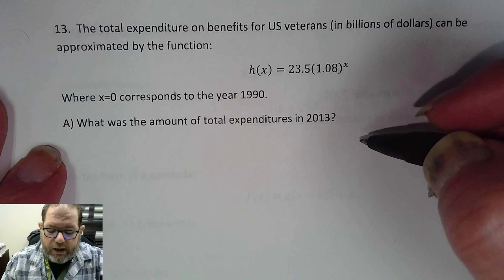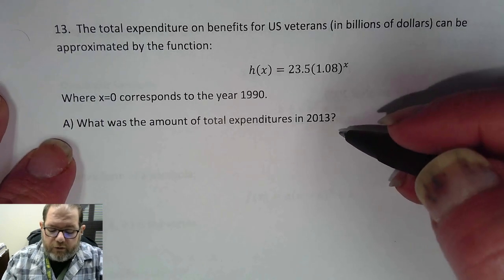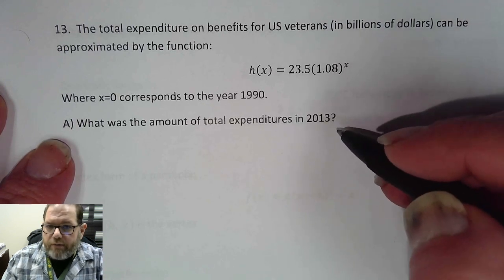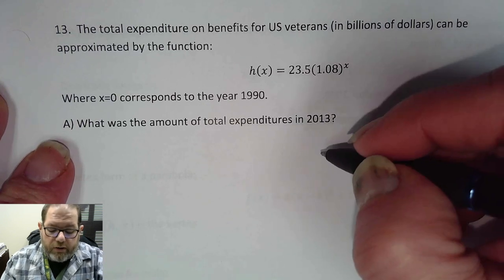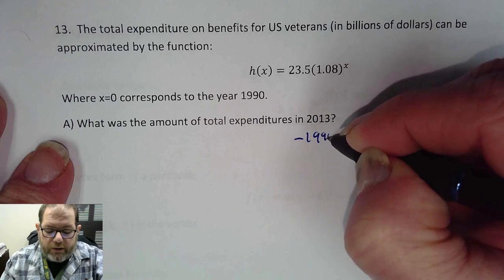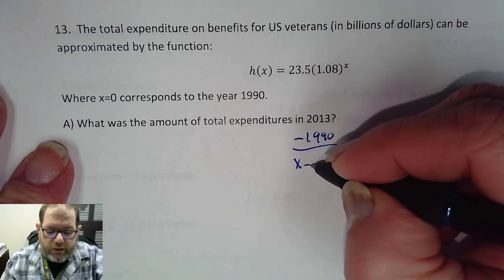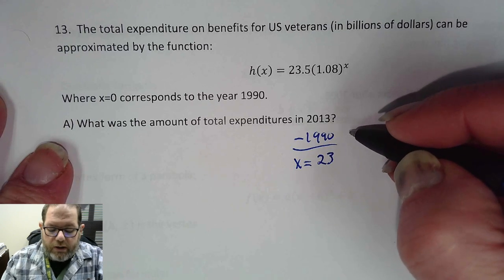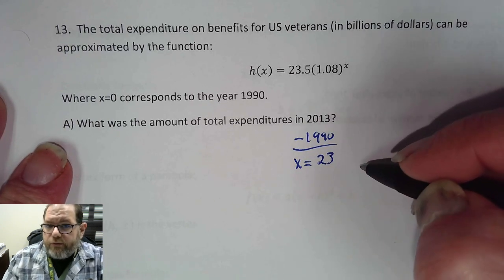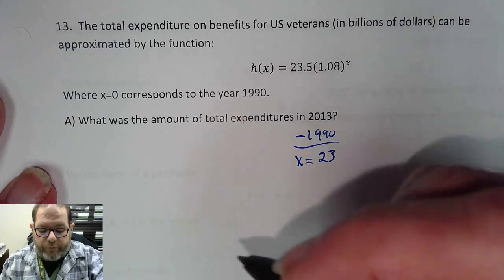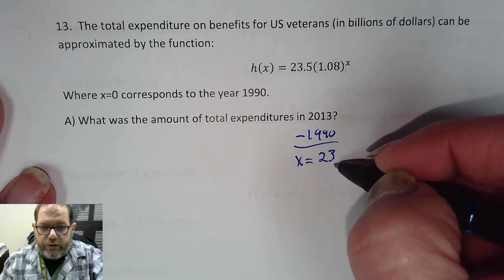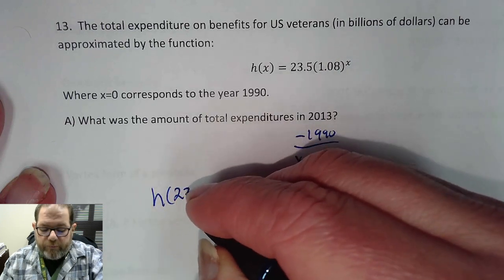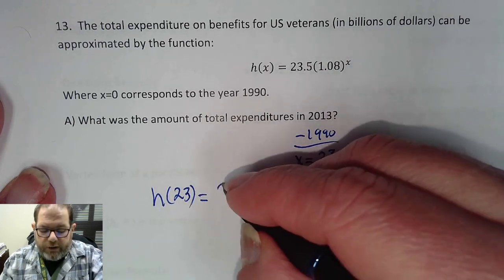So in question A, what was the total amount of expenditures in 2013? First thing we want to do is figure out what value of x corresponds to this year. So if we take away 1990 from 2013, then we realize, okay, that's 23 years after 1990. So the x value we use in this case is 23. So we'll just take this 23 and now plug it into our formula. And then it just becomes a computational problem.